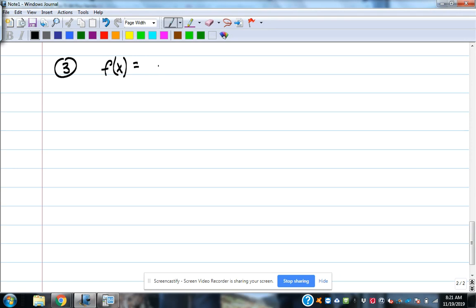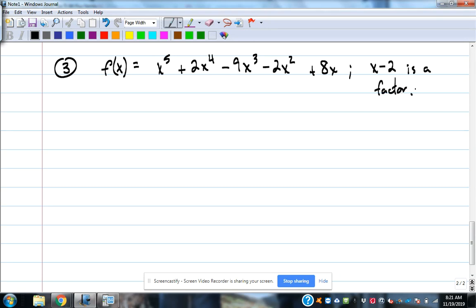All right, let's do this one. Let's do another 5th degree: x to the 5th plus 2x to the 4th minus 9x cubed minus 2x squared plus 8x. And I'm going to go ahead and give you a factor. x minus 2 is a factor. We'll get there today in just a little bit.